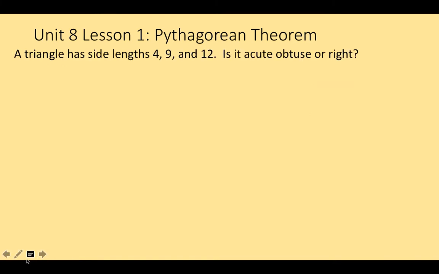All right, moving on. So here we've got a triangle that has side lengths 4, 9, and 12. Is it acute, obtuse, or right? Well, if this is a right triangle, we know that 12 would have to be the hypotenuse. The longest side is always going to be the hypotenuse. So, first of all, how are these related? Well, let's say 4 squared plus 9 squared. How is this related to 12 squared? Well, 4 squared plus 9 squared is going to be 97, and 12 squared is 144.